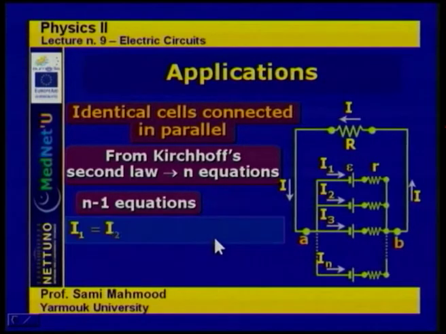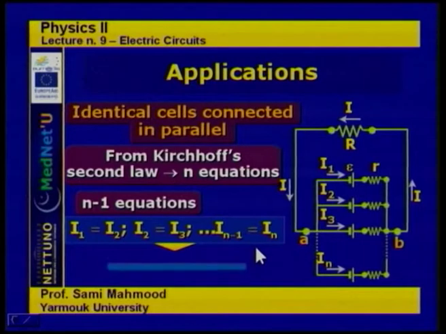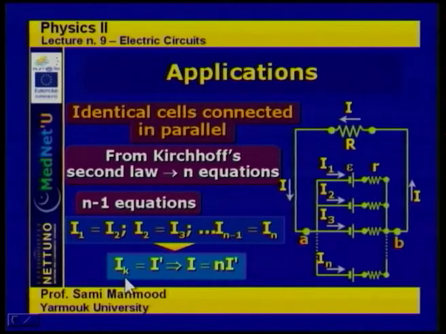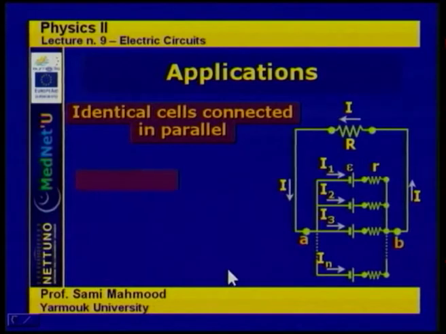n minus 1 equations are coming from these loops, which are formed by two consecutive cells. So, for example, between the first cell and the second cell, this loop gives us the first equation, I1 equals I2. And the second loop gives us I2 equals I3. Essentially, we have n minus 1 such equations, which gives I1 equals I2 equals I3 up to In. And that gives us the result that the current in any branch is equal, which we call I prime. So the total current I is equal to the number of branches, small n, times I prime, the current in each branch.